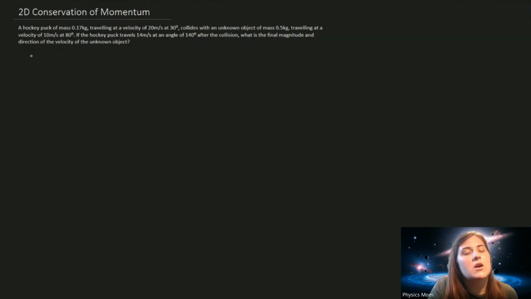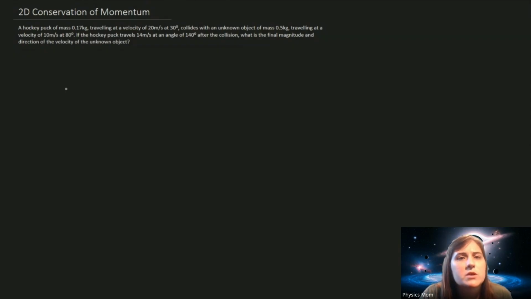So first, let's read the problem. A hockey puck of mass 0.17 kilograms, and that's actually fairly accurate for their actual mass, travels at a velocity of 20 meters per second at 30 degrees. So that's written in polar coordinates. I do the radius and the angle. That tells me the magnitude and the direction. It collides with an unknown object of mass 0.5, so something heavier, traveling at a velocity of 10 meters per second and at 80 degrees. So they're both traveling relatively in the first quadrant direction.